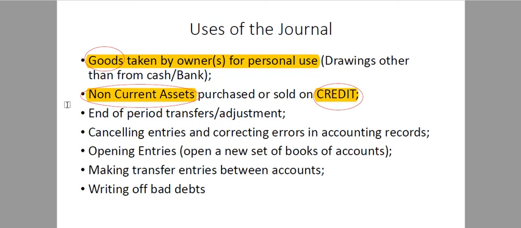Then end of period adjustments, we'll just skip it for a while, but just remember for now that this is one of the uses. Then canceling some entries, correcting errors. One or two corrections of errors we'll do here, and the other ones we will do later in grade 10. Opening entries we will do now. We'll show you how to make opening entries in the journal, and then making transfers between the accounts also. Some we'll do now, some later.